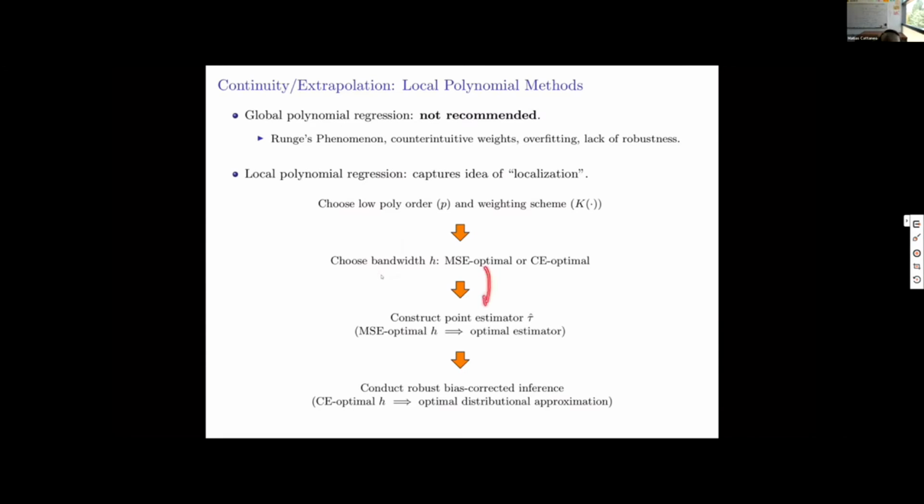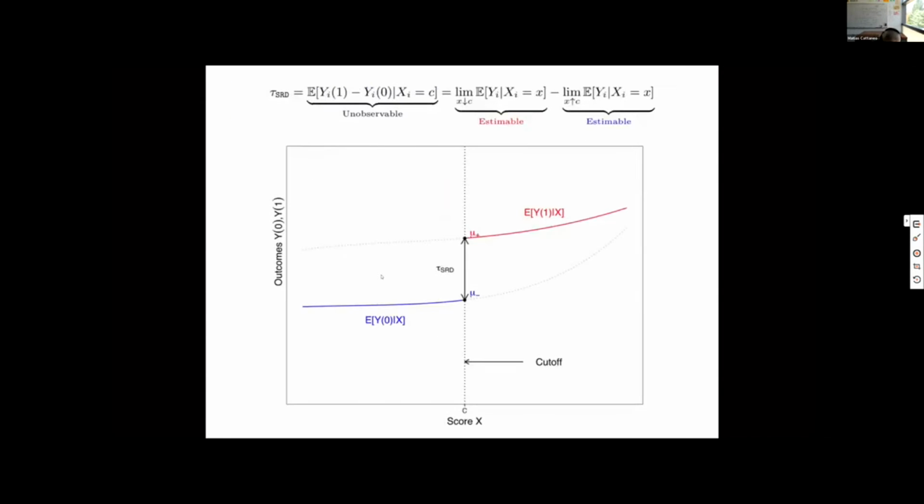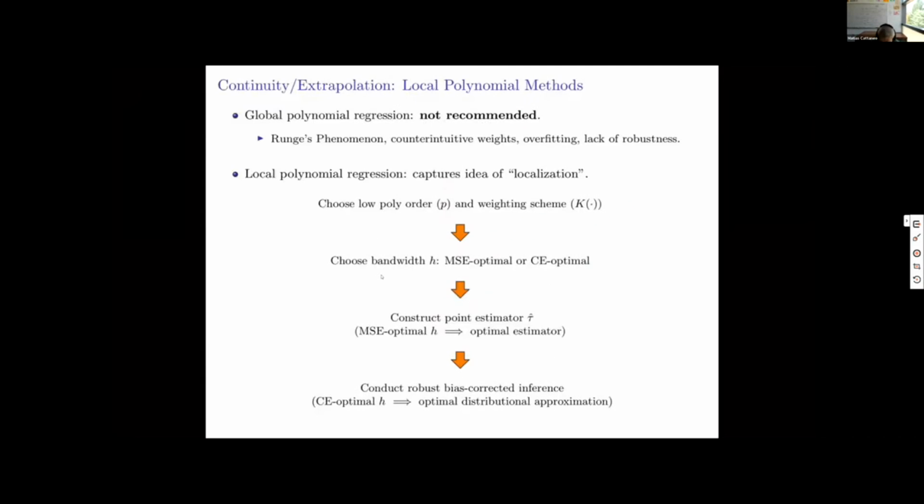Once you do that, you're ready to go because you know the polynomial order, you know the weighting scheme that you decided to use, and now you can go straight ahead and choose the bandwidth. And once you have that neighborhood selected, you are ready to construct your point estimator. So again, the point estimator will estimate the regression from the left, the regression from the right, and then it will construct that jump. And that will be the point estimator that we're going to call the RD treatment effect.